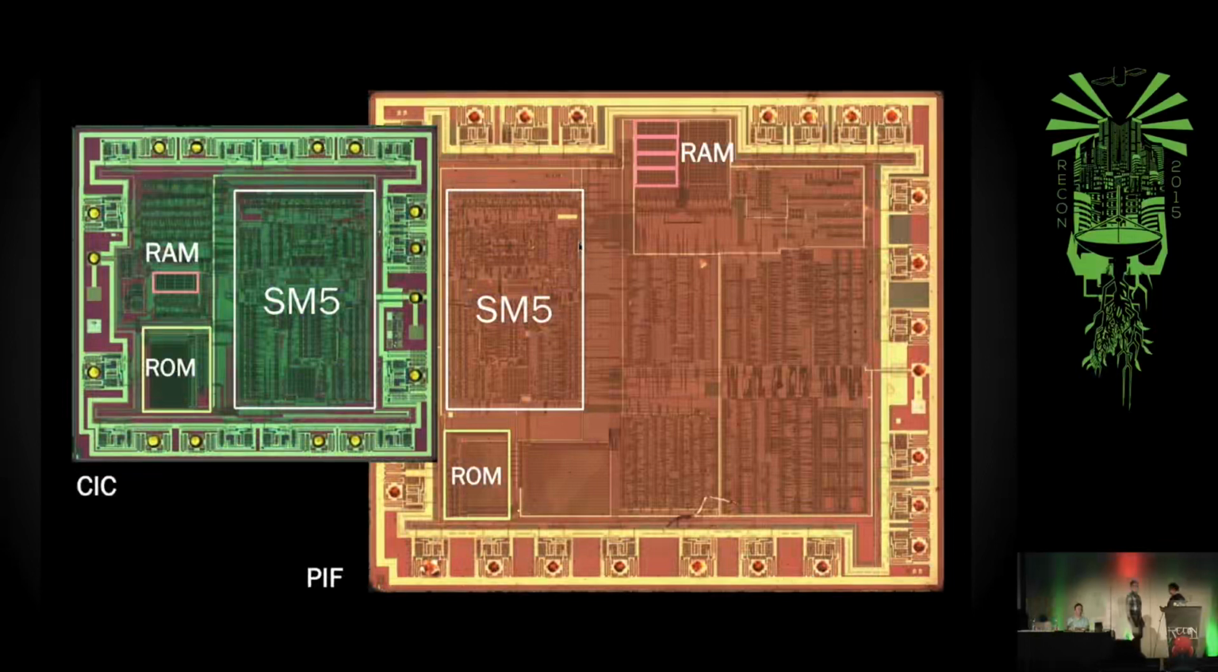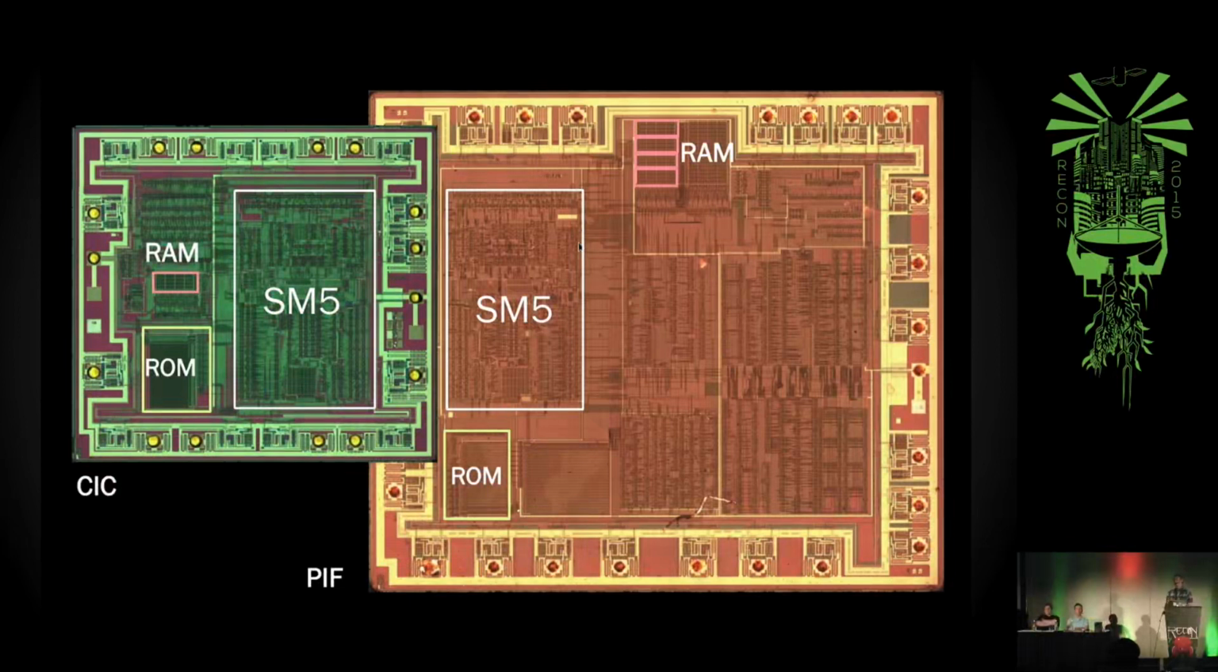So at this point, what we have is a bitmap of the mask ROM, which contains the program code for the microcontroller. Now, I mentioned the PIF and the CIC before. They're the two chips that are talking to each other. So here's what they actually look like once you take the lid off. CIC is on the left, PIF is on the right.